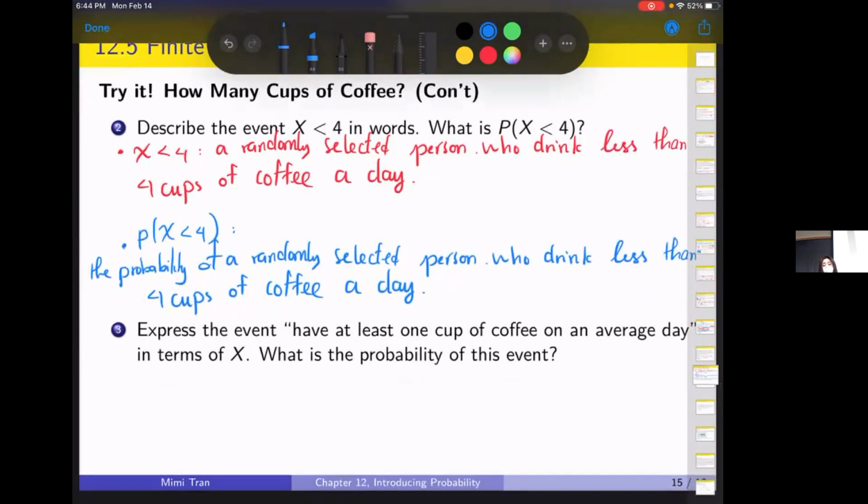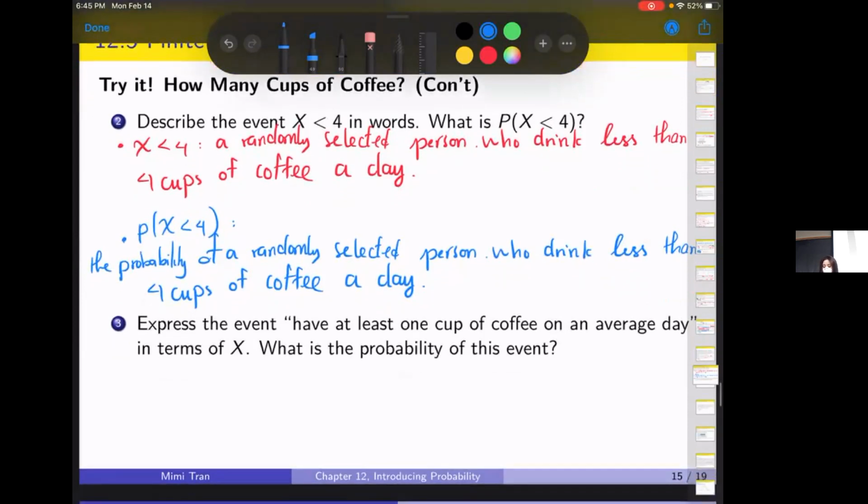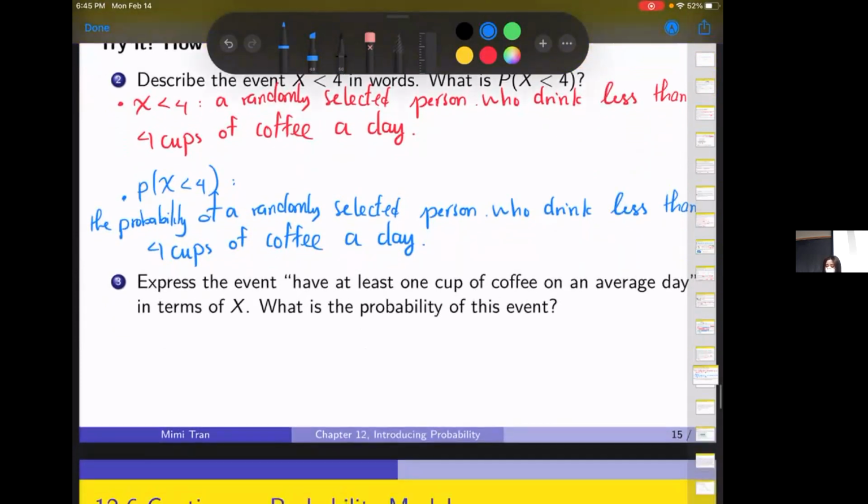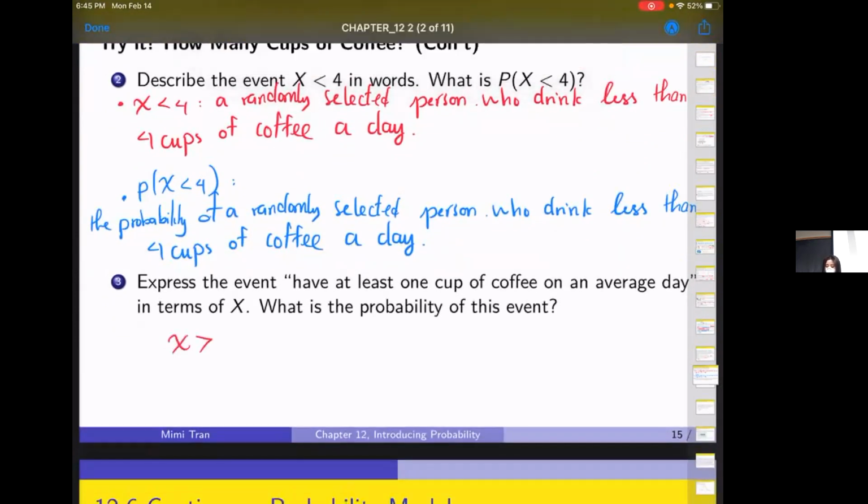Express the event "have at least 1 cup of coffee on an average day" in terms of X. Let's do the first one first, and we'll talk about the probability of that event. So that's English. Now they want you to change it into math. At least 1 cup of coffee on an average day. At least means greater or equal to 1. And then what is the probability of this? So P of X greater or equal to 1.